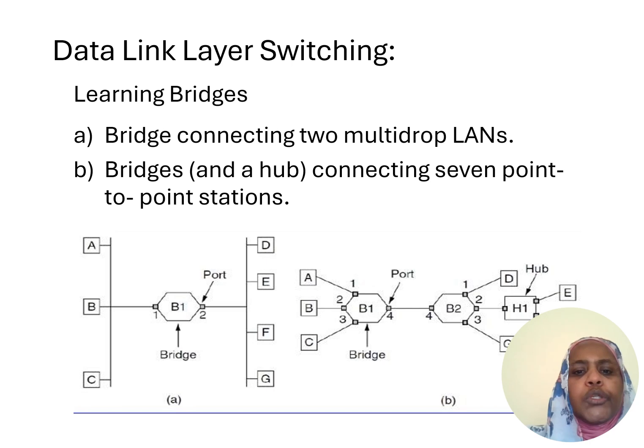The bridge can be used to connect two LANs or as a concentration point for connecting stations, creating point-to-point links with the stations. The first is shown in figure A and the second is shown in figure B. A bridge also can be connected to a hub.